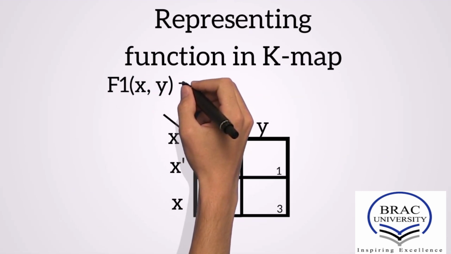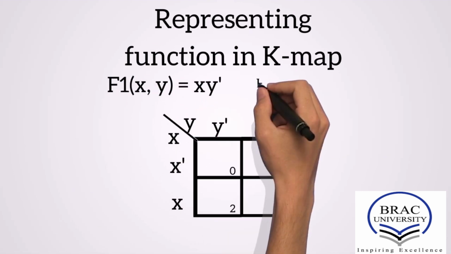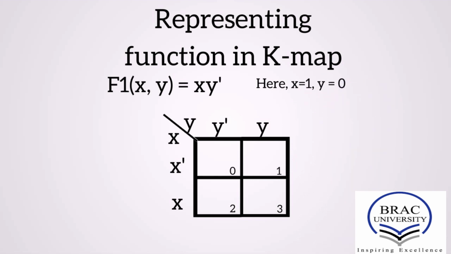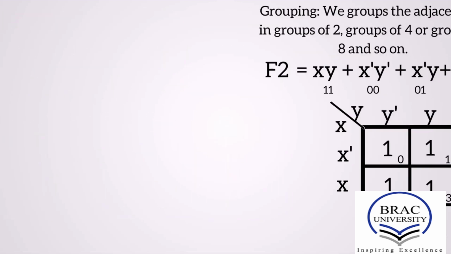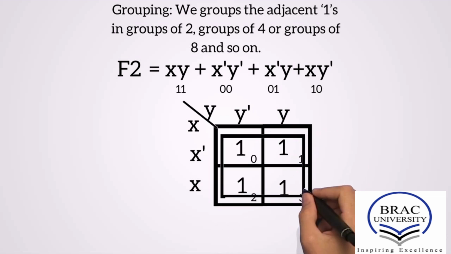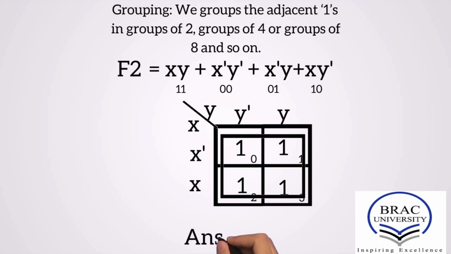In the function f1, xy prime represents 1, 0, which means the min term is 2. So we put 1 in the box of min term 2. Since no grouping is possible here, no simplification can be done. In the next example, we can see all the boxes have 1, so we can make a group of 4 ones. In these cases, where we can group all the boxes together, the answer is always 1.